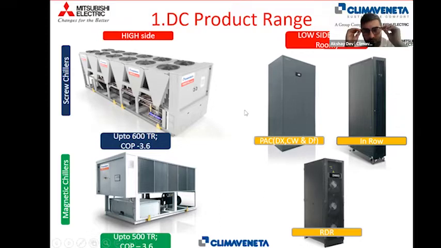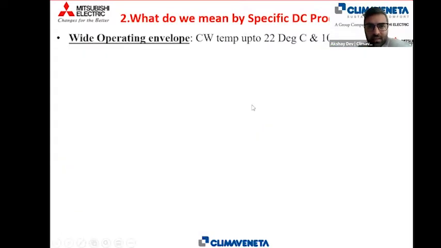We also have PAHU units and INRO units for hyperscale data centers. But this is just a brief overview for everyone here who has not worked in DCs to understand what the products that go into a DC are. We need to understand this. What is a DC product specifically? We keep saying we make chillers, we make PAHU units, but what is so specific in a DC chiller?